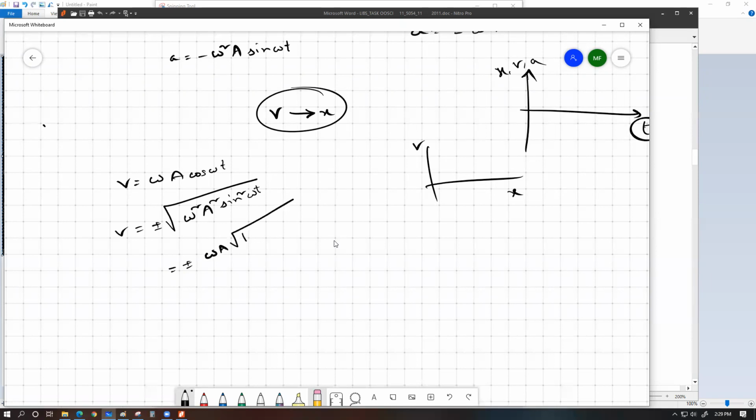root over of 1 minus. Should I take the omega square out? No, I shouldn't have to take the omega square out. My bad. Let the omega square A square be inside. Plus or minus omega square A square into 1 minus cos square. আমি এখানে ভুল করছি না?